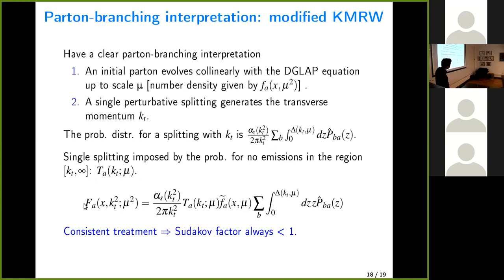Okay, so in that case, I believe that the interpretation in terms of parton branching is much clearer. And this is why I guess that, while this Sudakov factor is always smaller than one, we build some kind of consistent parton branching picture.